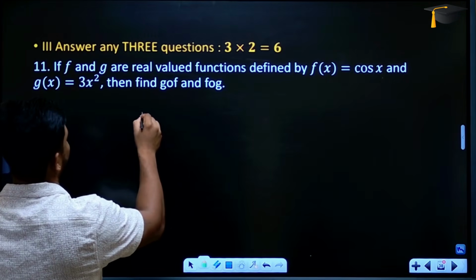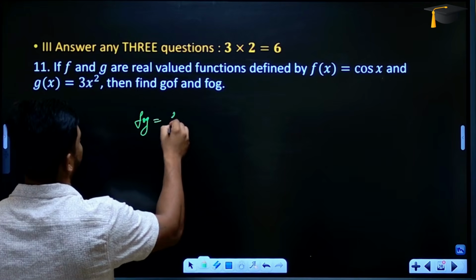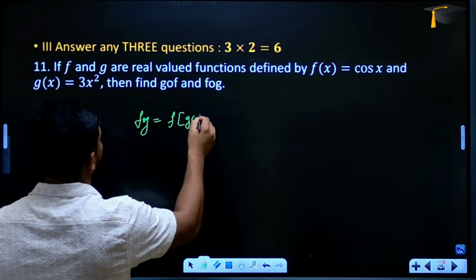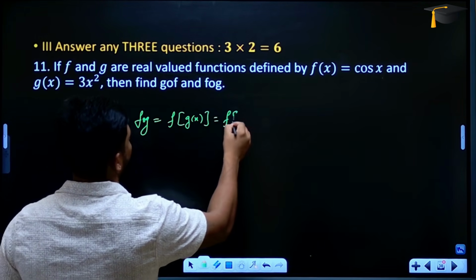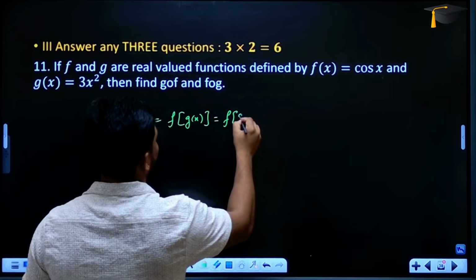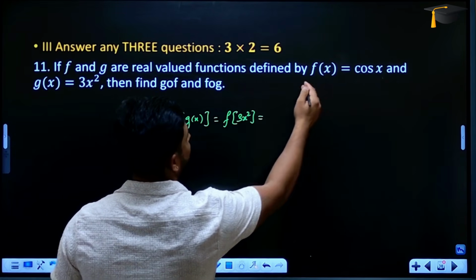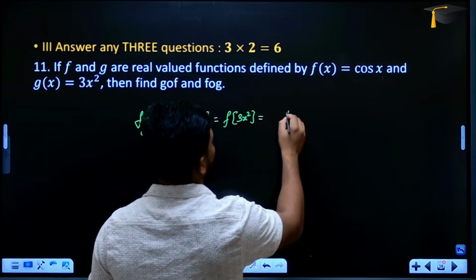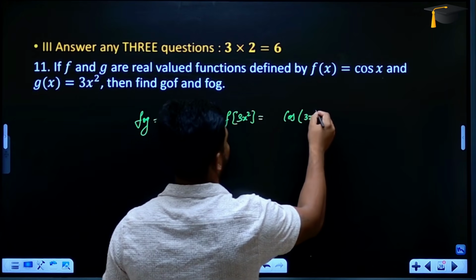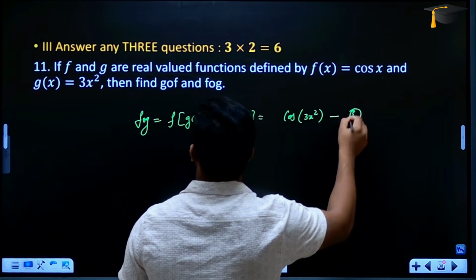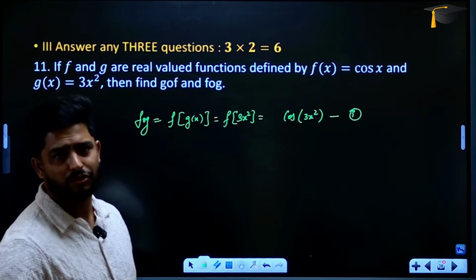Okay, fog and gof, right? So FOG is f of g of x. Here g of x is 3x square, and we know that f of x is cos x. So what is f of 3x square? It is cos of 3x square. So this is equation number 1. They're asking us to find fog and gof.